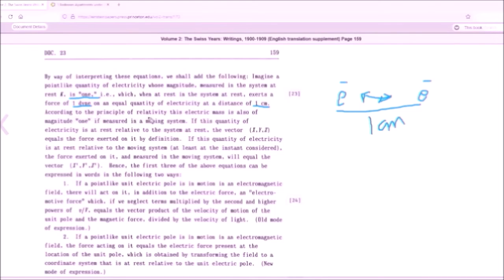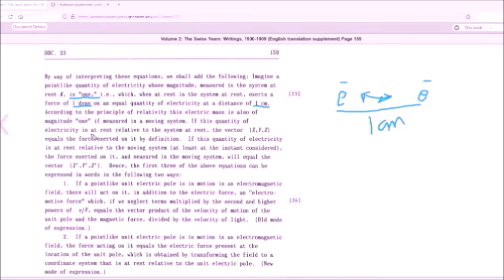According to the principle of relativity, this electric mass is also of magnitude 1 if measured in the moving system, the small k. Well, how are you going to measure it in the moving system? Assuming that you are obsessed with symmetry. You are measuring it in the moving system. You have no way of measuring it in the moving system.